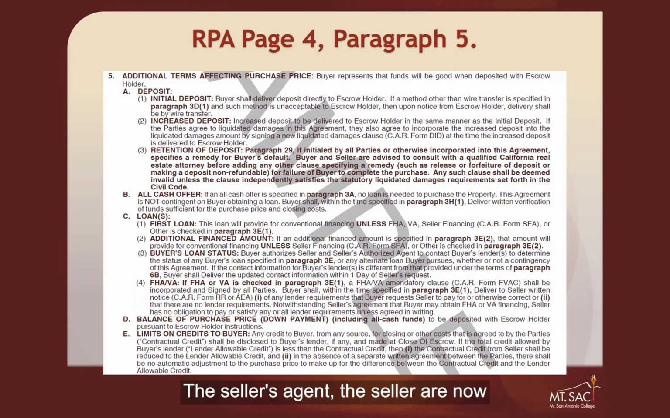The seller's agent, the seller, are now allowed to contact the buyer's lender to find out how the loan is doing. Now, do they get to see the credit score? No. Do they get to see their income or their tax returns? No. But they can call for an update, and they are entitled to a report from the buyer's lender as to the status of the loan. Okay, so that's something that's new, and I think everyone's going to be happy about that.